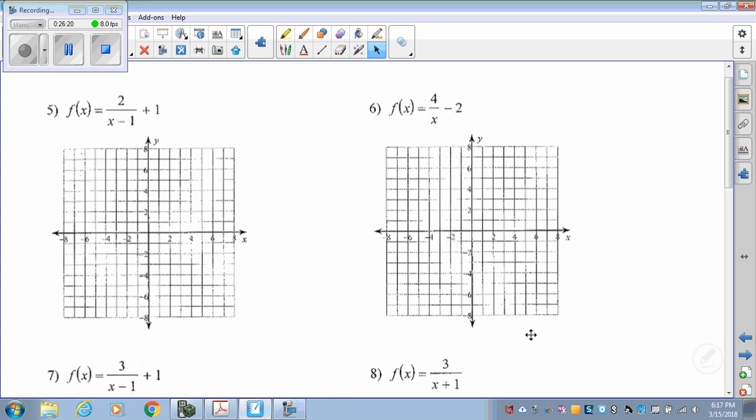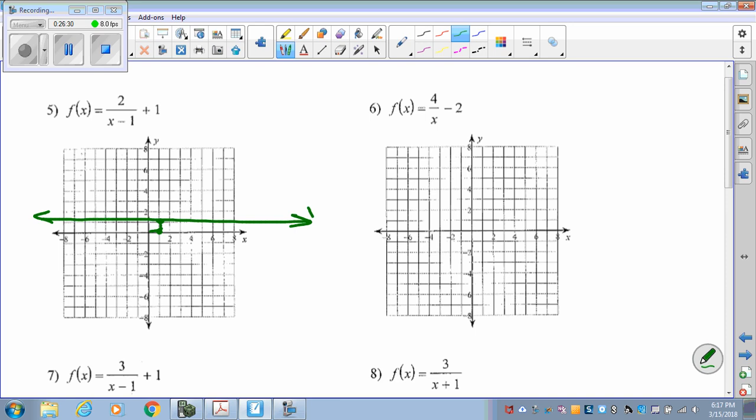So let's draw that in. I went to the right 1, and then up 1. That's my horizontal asymptote, and vertical asymptote. That's the vertical asymptote. Went to the right 1 and up 1. Those are your transformations. Right 1, up 1.